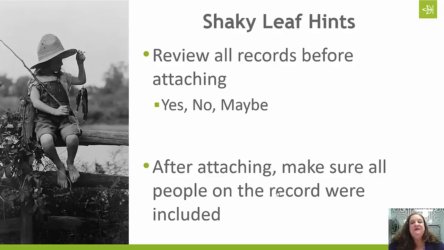The final thing I just want to remind you of as you're processing these leaf hints is that after you've attached a record, make sure that it actually attached to all the people on the record. We just walked through an 1880 census example, and that was fairly simple because it was just a husband and wife, and so it attached to both of them.